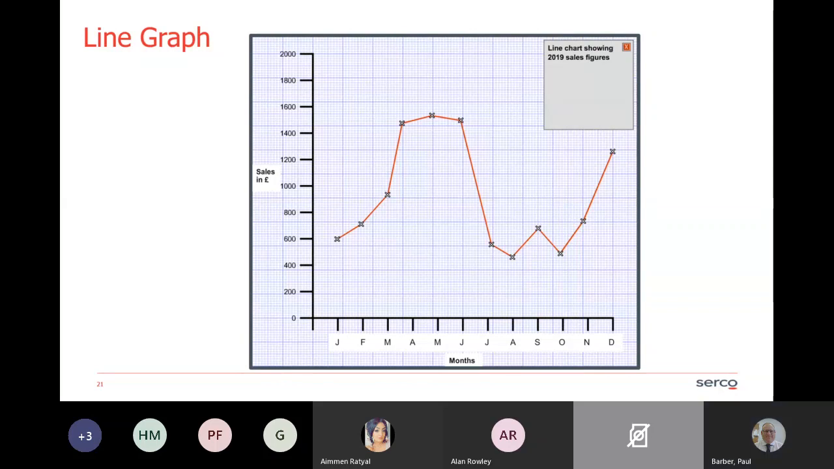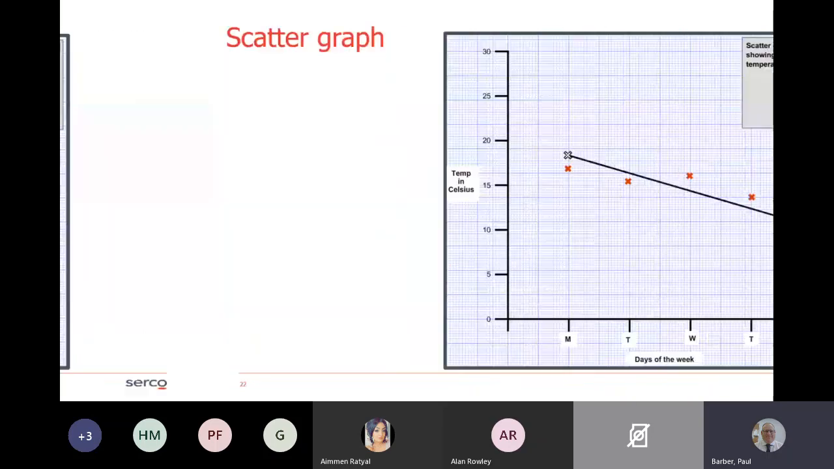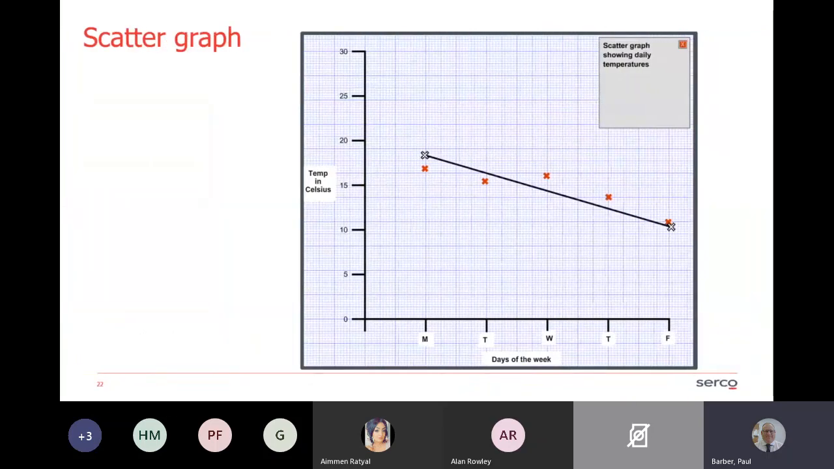Similar, but with some different tendencies, is a scatter graph. So again, labelled pretty much the same way. Numbers on the left-hand side starting at 0 and a label for temperature in Celsius. The bottom is labelled as days of the week with the day labels.